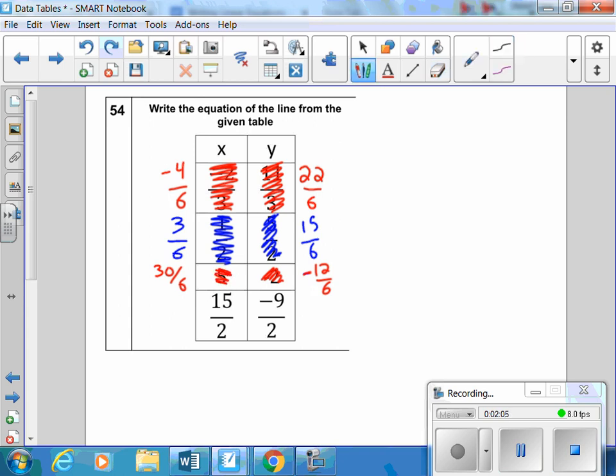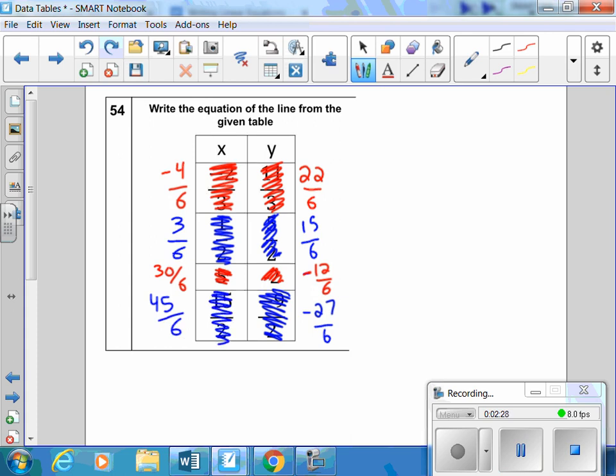And the last two fractions, we're going to multiply the top and the bottom by 3. So it'd be negative 27 over 6. Okay, multiply the top and bottom of negative 9 over 2 by 3. And then we're going to multiply the 15 over 2, top and bottom, by 3. 15 times 3 is 45, so it'd be 45 over 6.